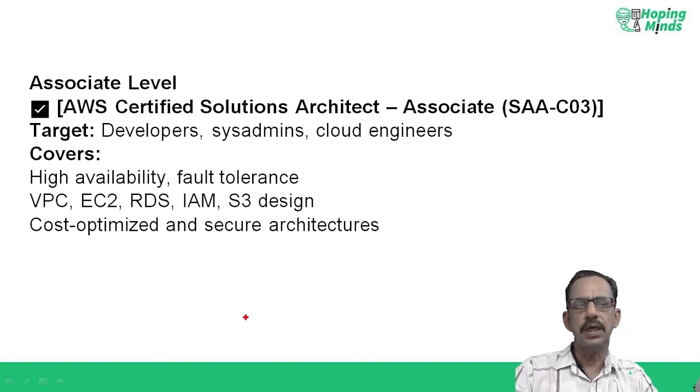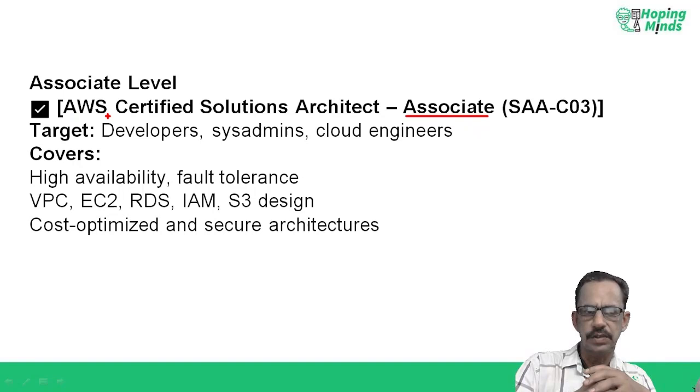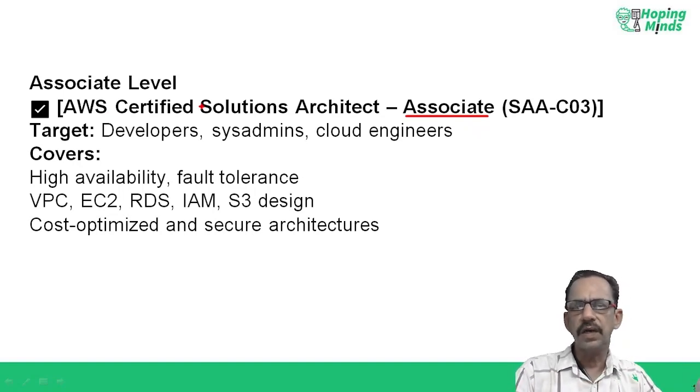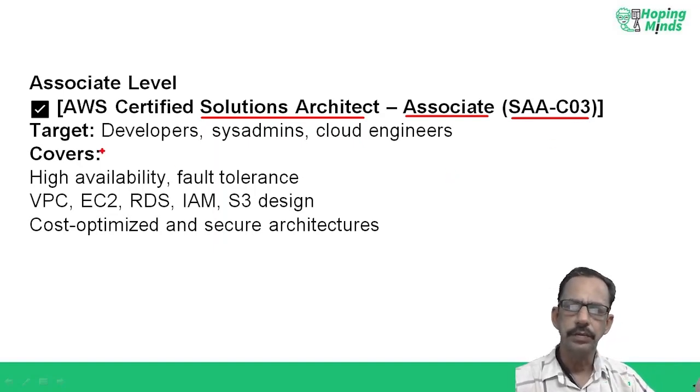Second is the associate level. There are three different streams at the associate level. First is the Certified Solutions Architect Associate. The Solutions Architect Associate exam code is SAA-C03, the current exam code.